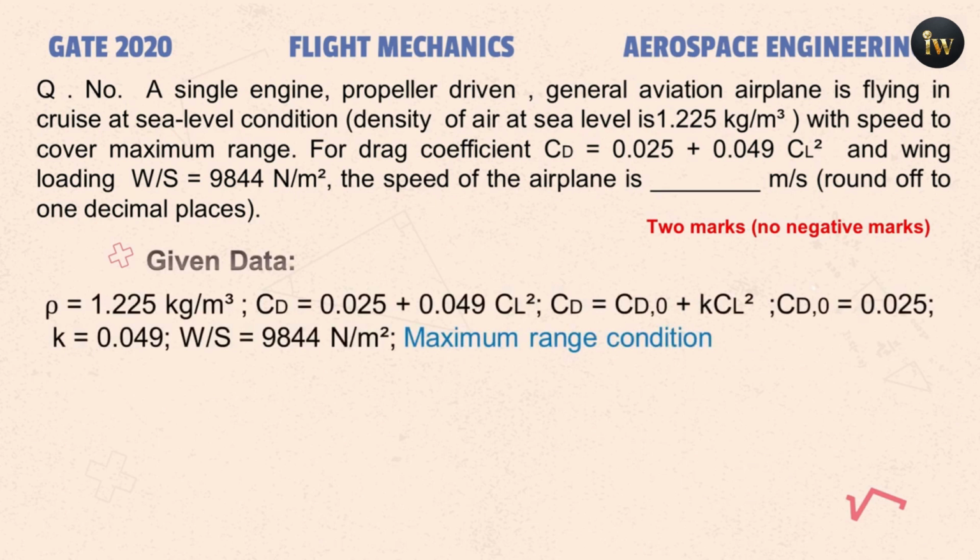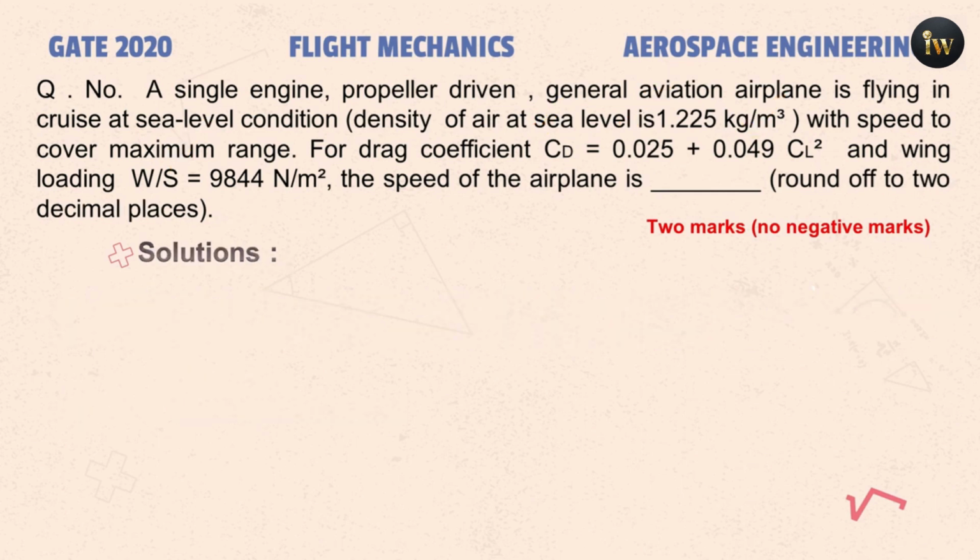In the given data, first they have given the density, that is 1.225 kg per meter cube, and CD, that is the drag coefficient. They have given the equation 0.025 plus 0.049 CL square. From the drag polar equation, CD equals CD naught plus K CL square, we can segregate CD naught as 0.025 and K as 0.049. And the wing loading is 9844 Newton per meter square. We need to find the speed of the airplane.